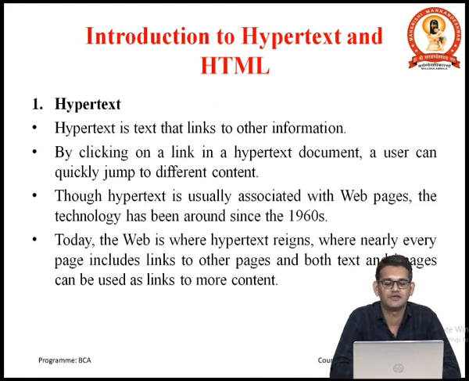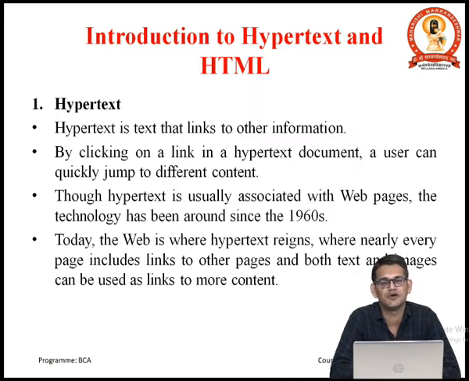So hypertext basically is text that links to other information. We can say that hypertext is a form of text by using which we can link to other information or different texts. By clicking on a link in a hypertext document, a user can quickly jump to different content. Hypertext works like a link which can be clicked, and you can be redirected to a different document or a different part of the text.